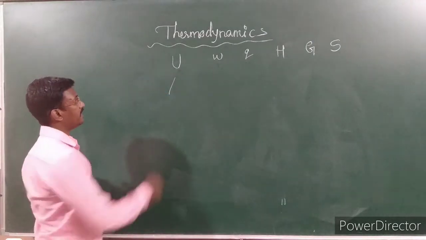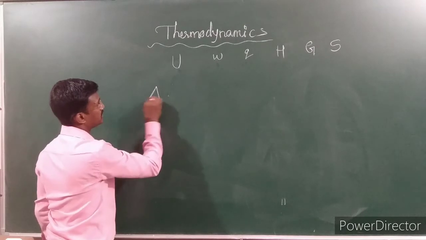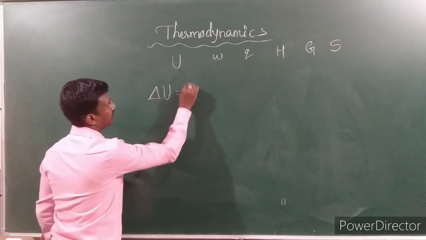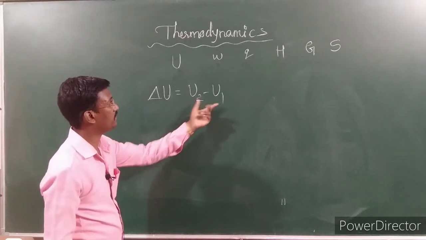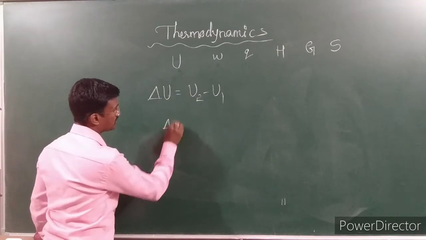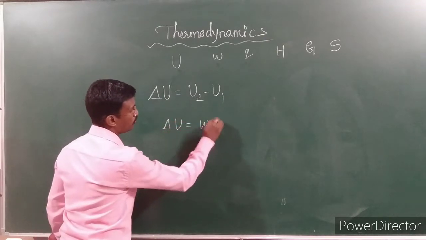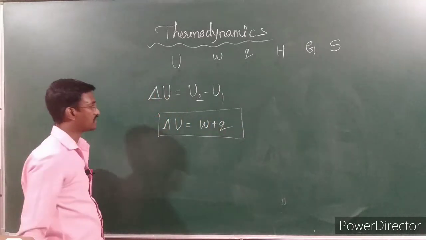U is the internal energy. So change in the internal energy can be represented as delta U. Delta U can be written as U2 minus U1. Internal energy change means the difference between the energies of the initial and final state. That can be derived as delta U is equal to W plus Q. Up to here we have discussed in the last class.